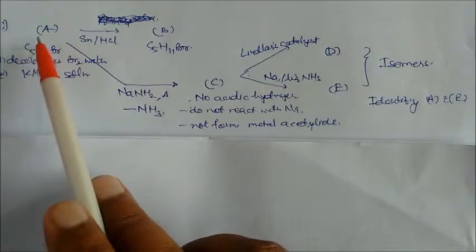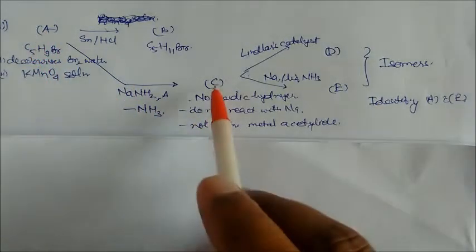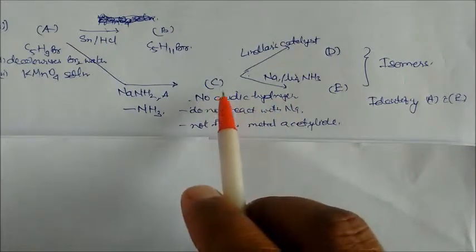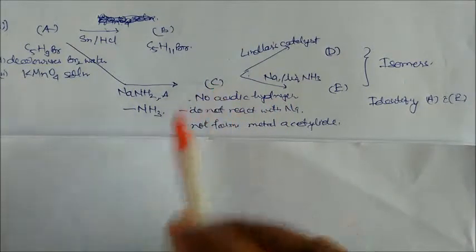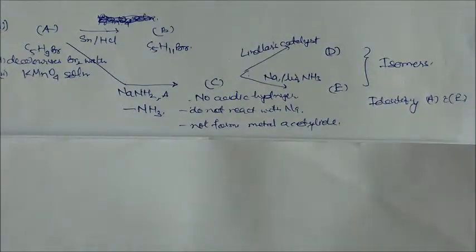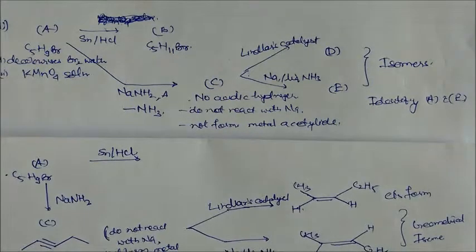So again it is giving here compounds which do not contain acidic hydrogen. This means any alkyne is there, but it will not be a terminal alkyne. So let us see what could be the possible answers. So we can write here the answer.